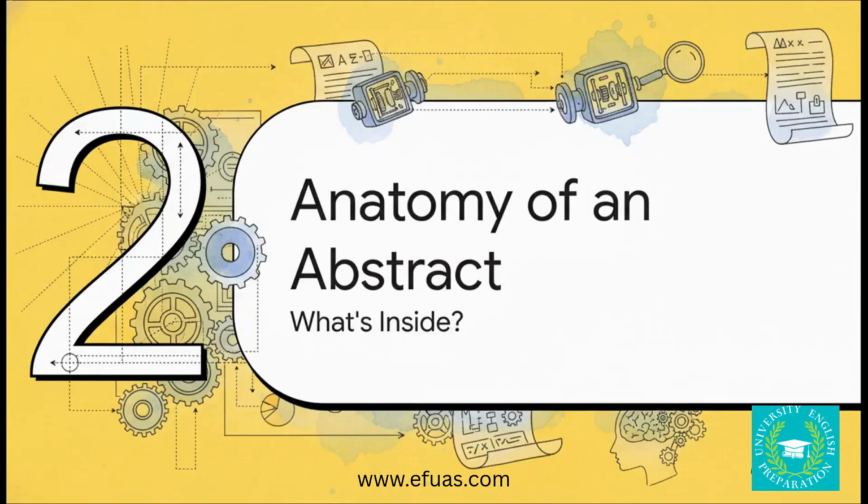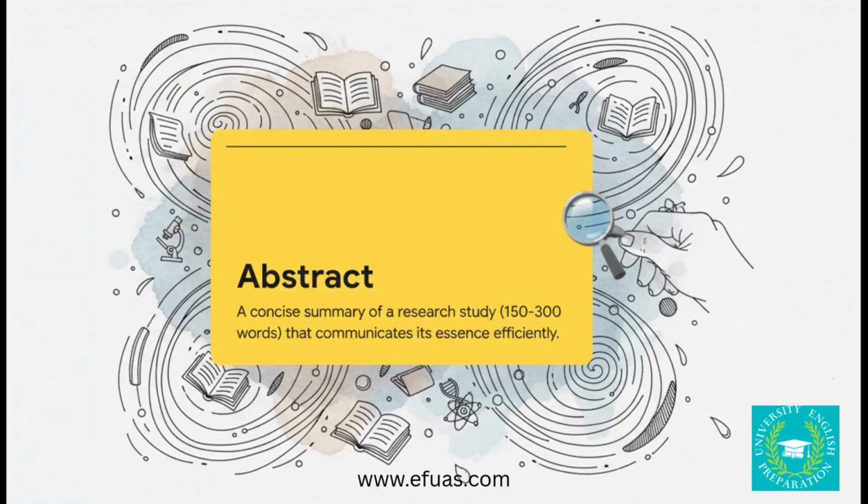So what's actually in one of these magic summaries? Come on, let's pop the hood and take a look at the anatomy of an abstract. Because once you understand how it's built, you can use it way more effectively. At its heart, an abstract is just a super short summary of an entire research paper. I mean, think about it. These authors have to squeeze months, sometimes years of work into just 150 to 300 words. Every single word has to count.